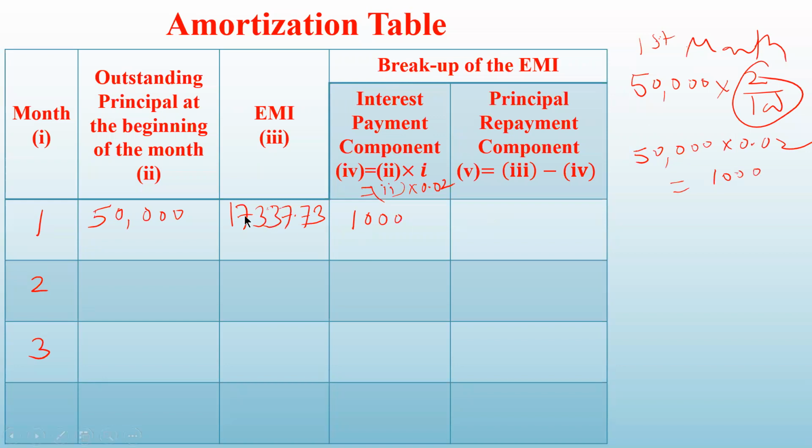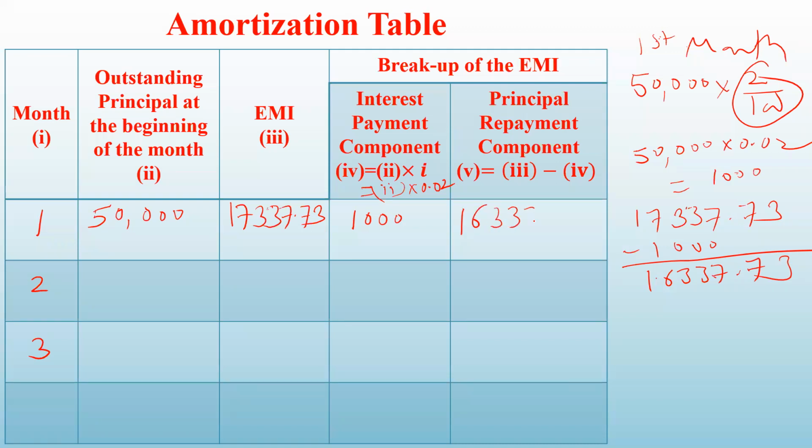Now what is the balance out of the EMI of 17,337? This much EMI you have paid. Out of this, 1,000 has gone for the interest. So what is the balance? It is 16,337.73. So in the first month, you have paid 16,337.73 as principal, after you paid the first EMI.